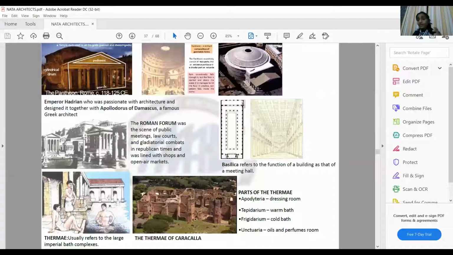And there were different parts to the thermae itself, the Roman baths mainly. It was planned out in such a way that they gave importance to everything, like the different stages involved. One is the dressing room, then you have the cold bath, then the warm bath. The apodyterium is referred to as your dressing room. And then the warm bath is referred to as the tepidarium. And then the cold bath is referred to as your frigidarium. So these are some of the terms that you need to pay attention to.